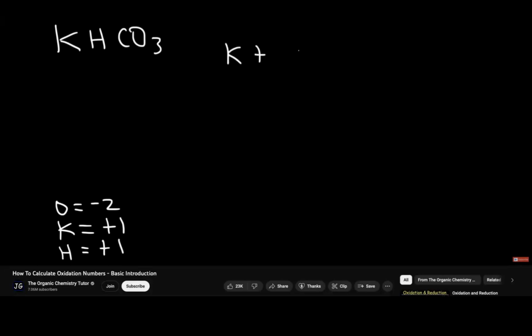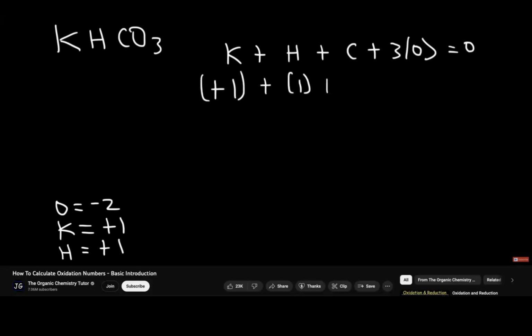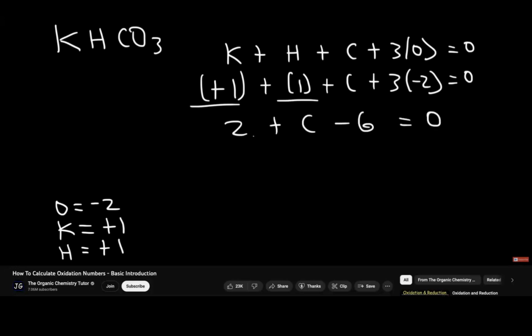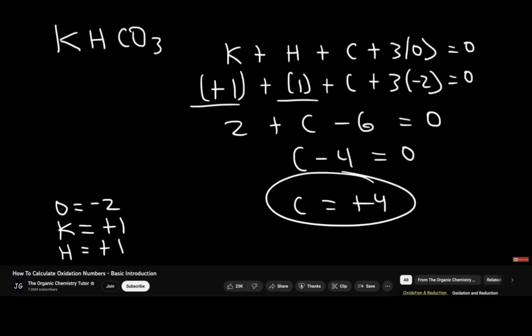So we have K plus H plus C plus 3O, and that's equal to 0. K is positive 1, hydrogen is 1, and oxygen is negative 2, but we've got to multiply that by 3. So 1 plus 1 is 2. 3 times negative 2 is negative 6. And then 2 plus negative 6 is negative 4. So in this example, carbon is positive 4.